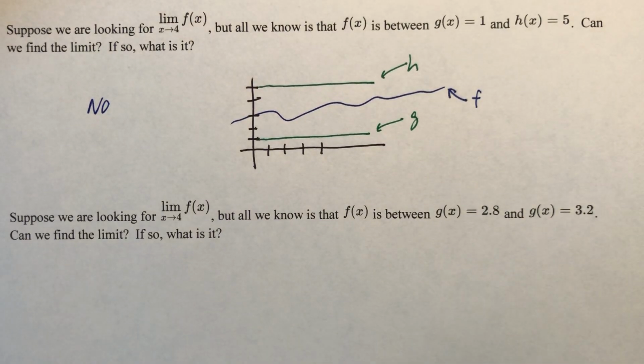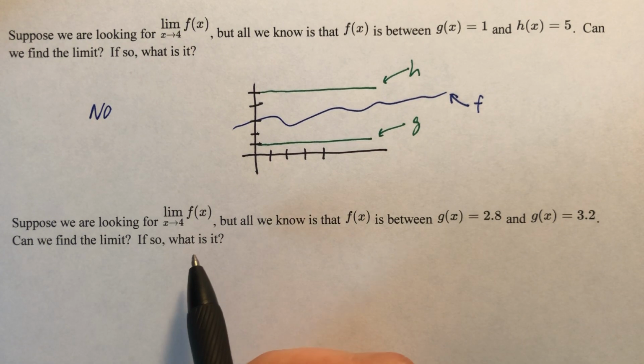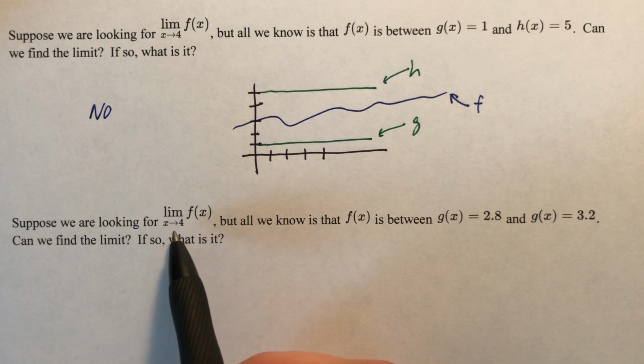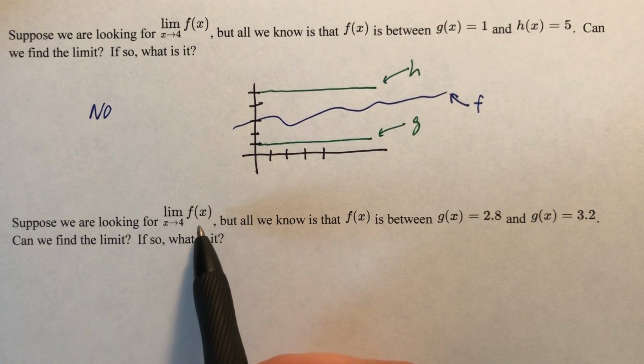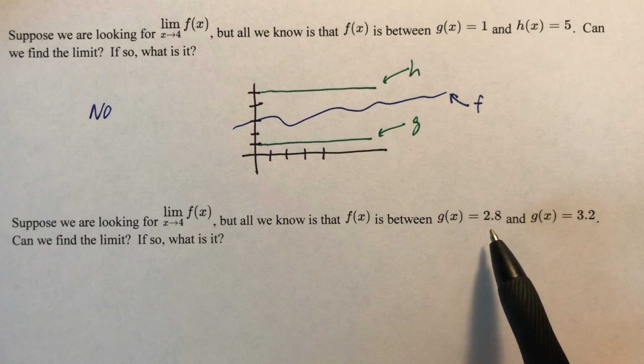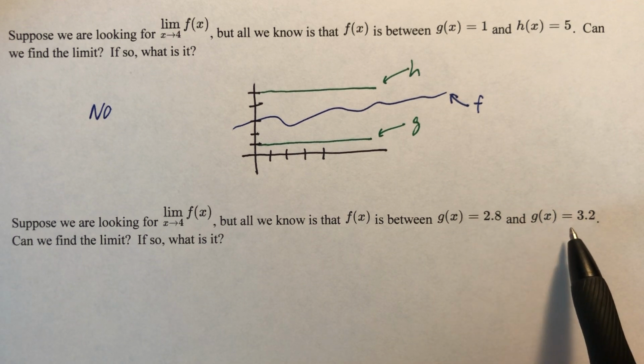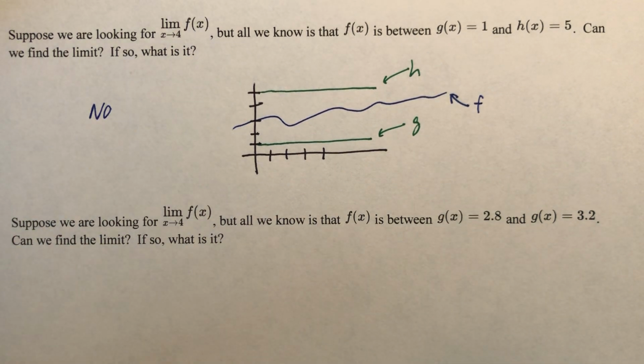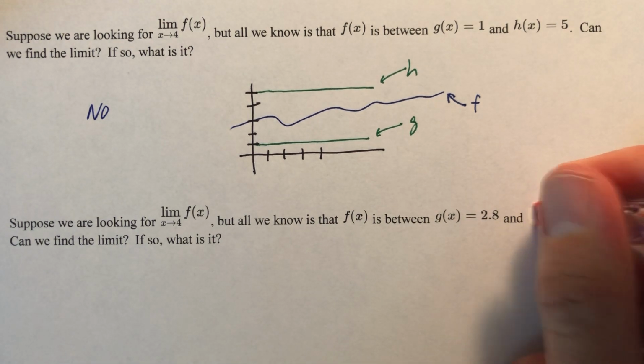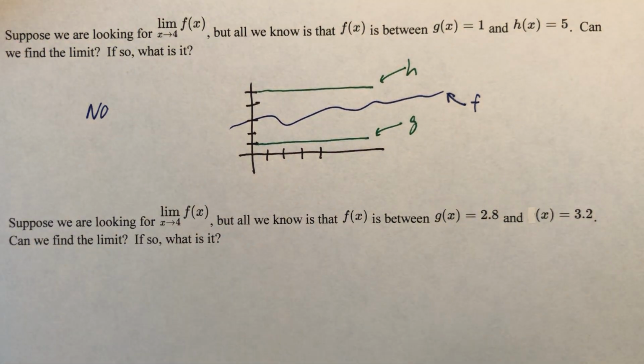So let's try it again. Same question, but it's a little different criteria here. Suppose we're looking for the limit as x approaches 4 for f, but all we know is that f is between g of x, which is 2.8, and h of x, which is equal to 3.2. I will make that correction on yours. And can we find the limit? And if so, what is it?